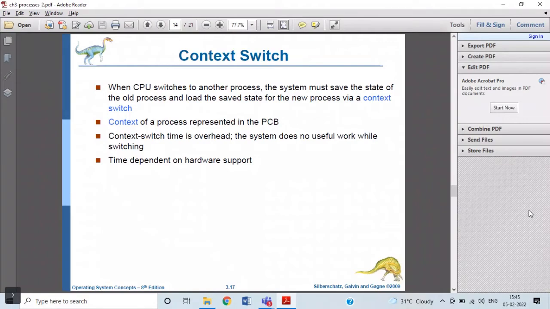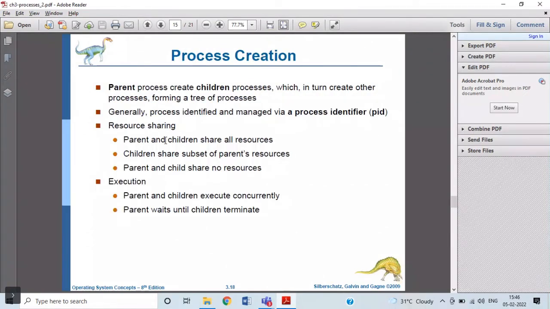Generally, a process is identified and managed via a process identifier. Each and every process will have a process identifier. Now, how are resources shared between the parent and the child? This is one type of sharing of resources. Both the parent and the child may share all the resources, sometimes the child shares a subset of the parent's resources, and sometimes no resources are shared by parent and child. So these are the cases for resource sharing.